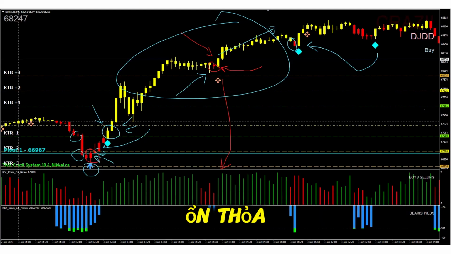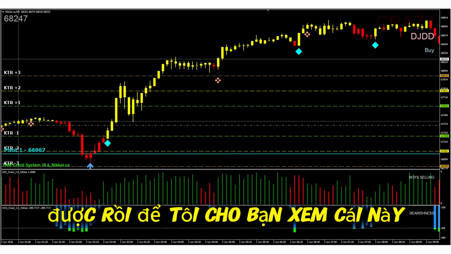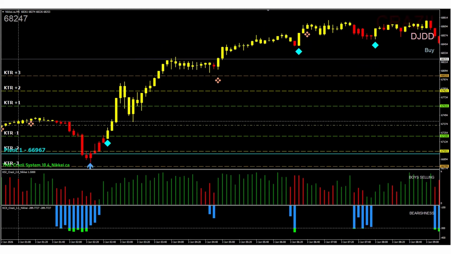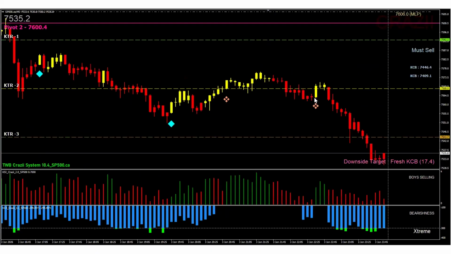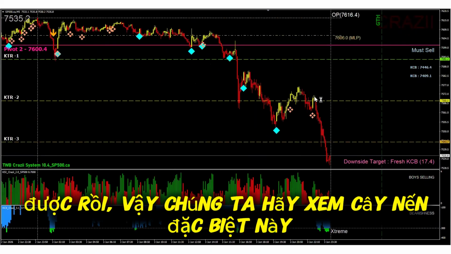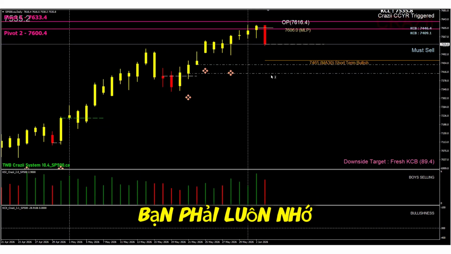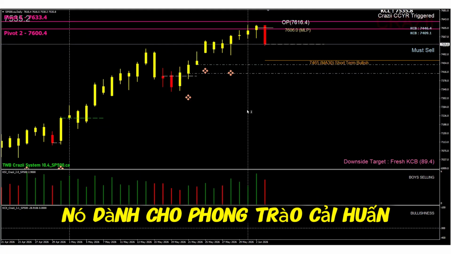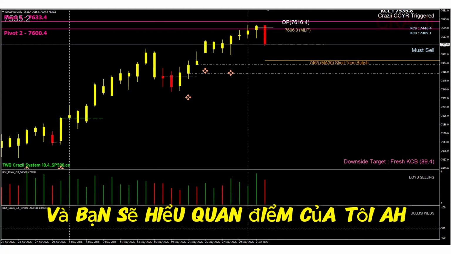All right, let's do one more example before we call it a day. Let me just show this to you. Let's take a look at this particular candle. This is the S&P 500. Now, remember, I told you pivot is really one of my favorites. So when the market touches pivot, you must always remember it's meant for correctional movement. It works best for that. So let's take a look at what happened over here and you will understand my point.